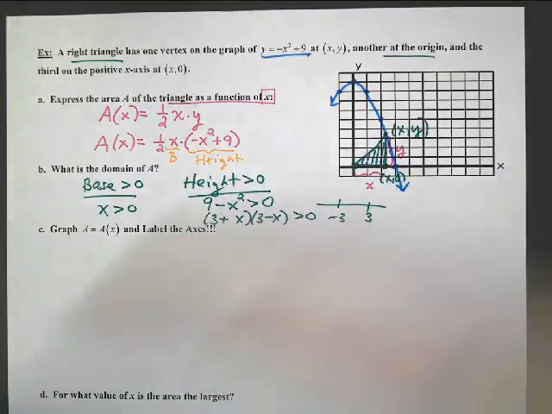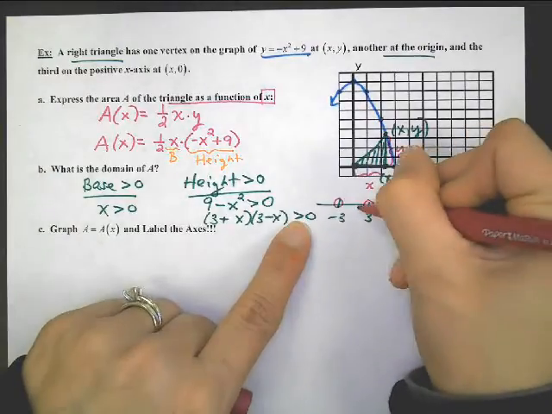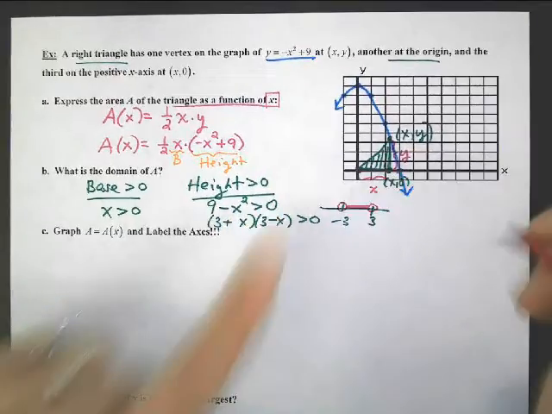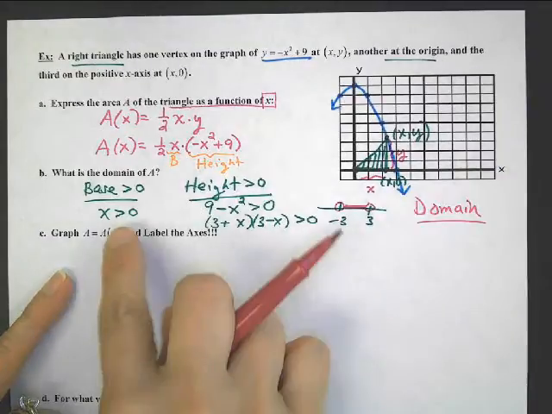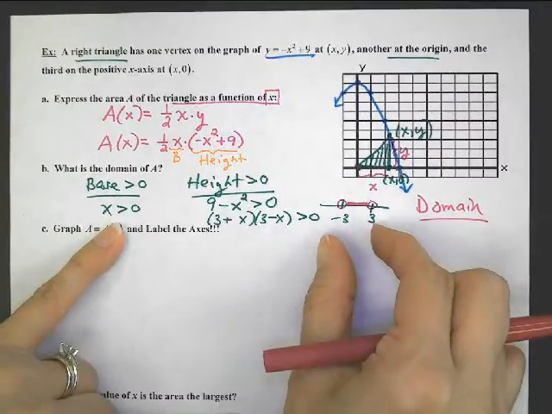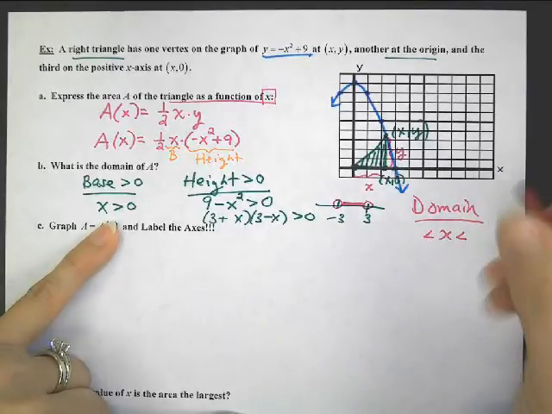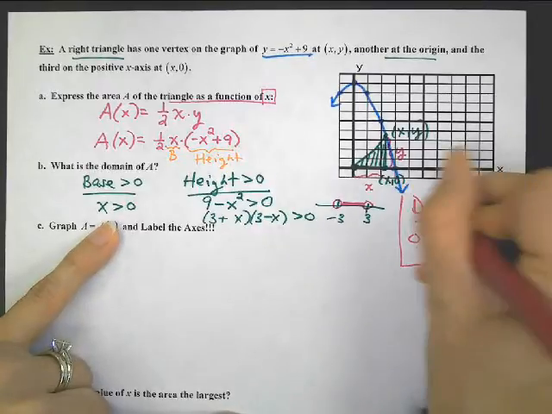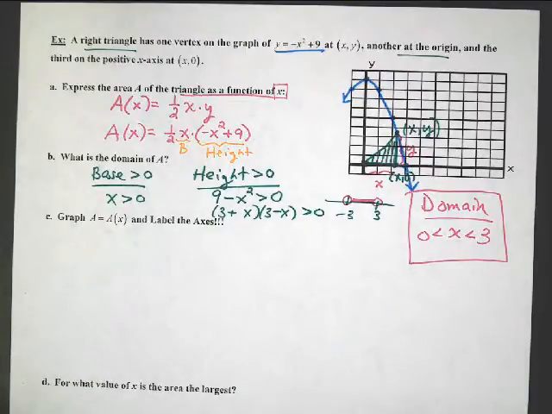Now let's go ahead and test the sections. Since it says greater, these are open bubbles, and let's try 0. 9 minus 0, yes, it's 9, that works. And so let's put our two dimensions together. I want the base to exist, I want the height to exist, so x is going to be between 0 and 3. Okay? Let's graph A of x and label the x's.